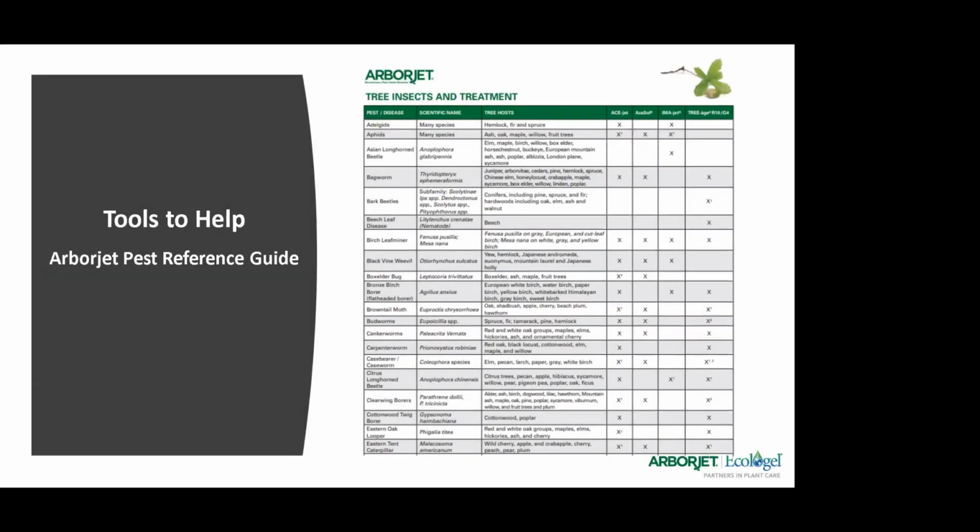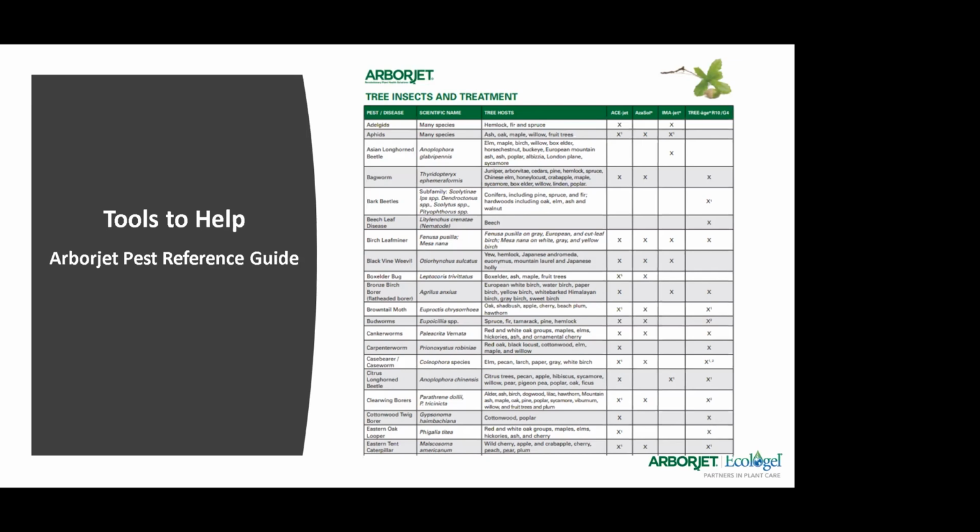We have a number of tools designed to help you. This first one is called the ArborJet Pest Reference Guide. This is the kind of cheat sheet that I love. And when I first came to ArborJet, we didn't have this thing. So I created it. It lists the pest or the disease. It's a multi-page document. This is just a small piece of one.